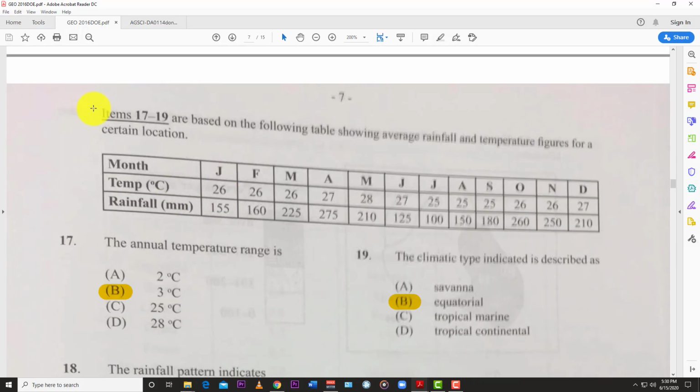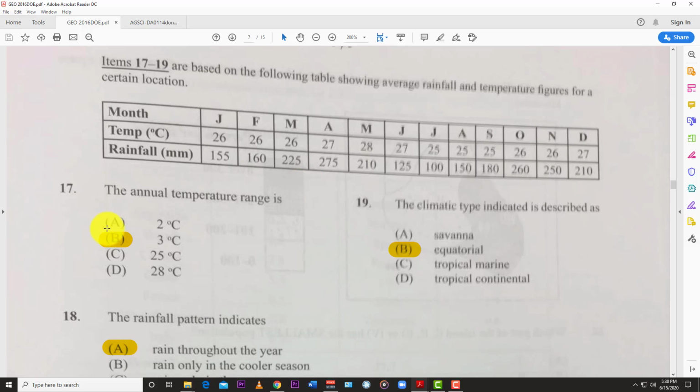17 to 19 refers to the following information: a table showing average rainfall and temperature figures for certain locations. So you have the months of the year, the rainfall, and the temperature. You see the change up in the temperature and rainfall question. Before you had the graph and everything, now they have it lined out in a table. So the annual temperature range is, and the answer is B, 3.